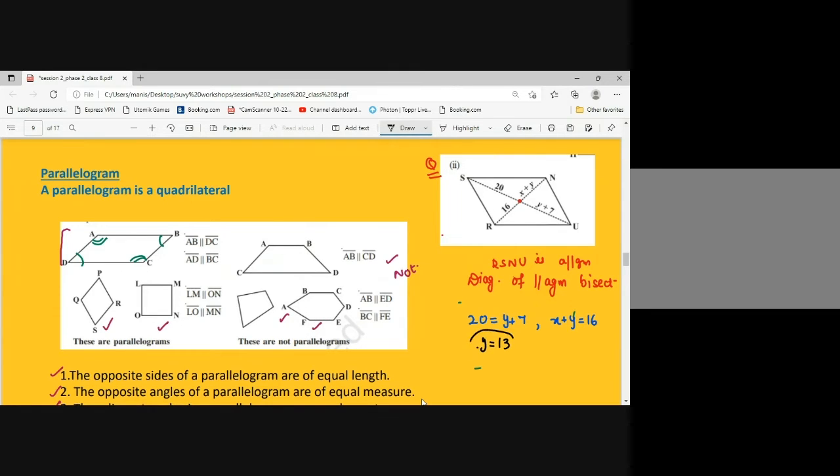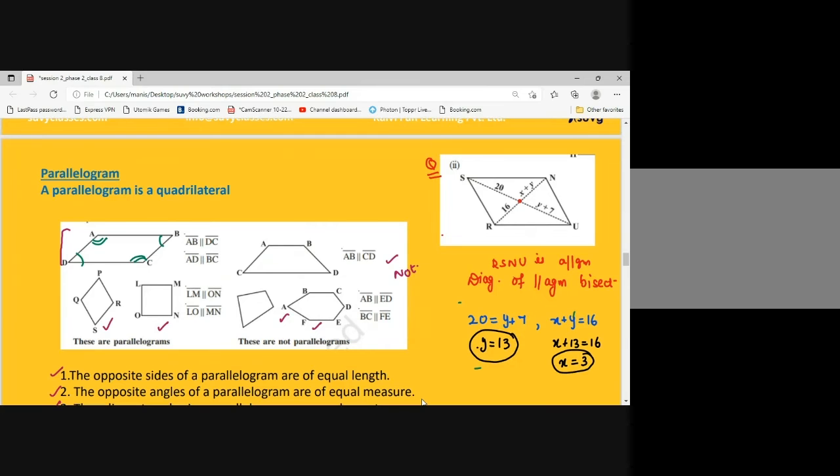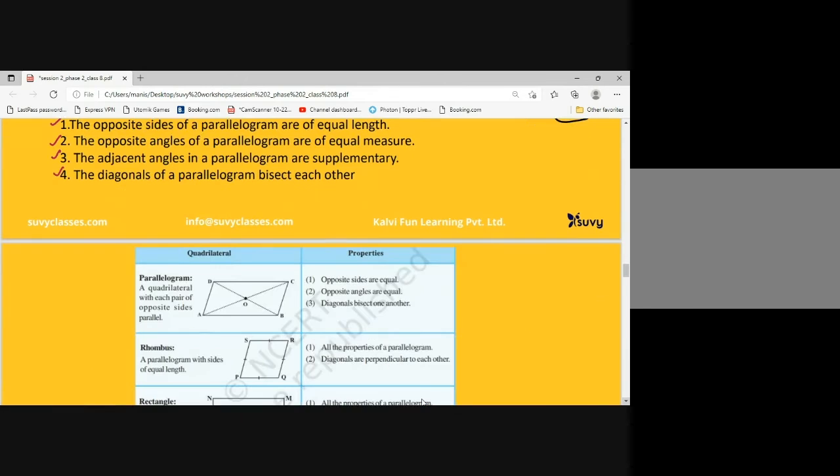Great, wonderful. So now we have got the value of y. So we'll take x plus 13 is equal to 16, which gives x equal to 3. Great, wonderful. So this is the answer for your question. Thank you, ma'am. Clear? Yes, ma'am.